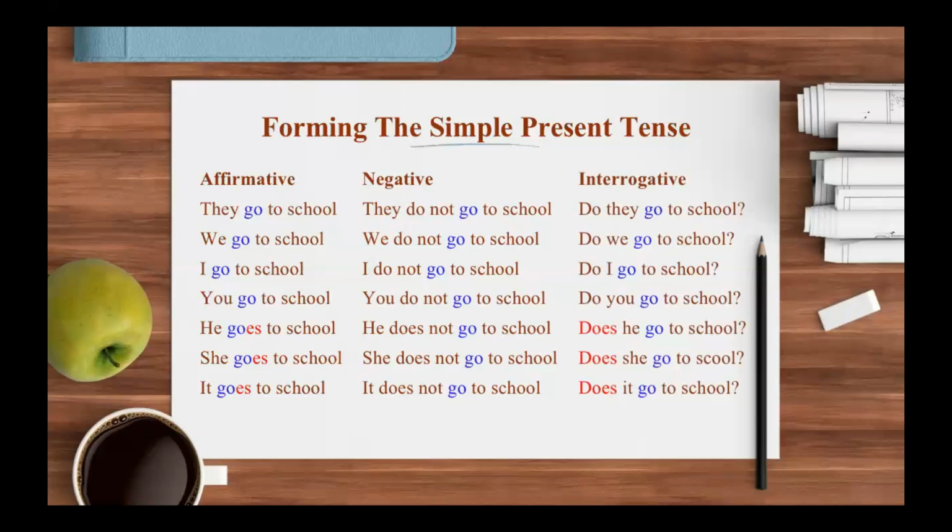And then place does in front of the subject, such as he, she, it. For example, does he go to school? Does she go to school? Does it go to school? Remember, the verb in interrogative goes back to verb 1, because in front of the subject there is does.